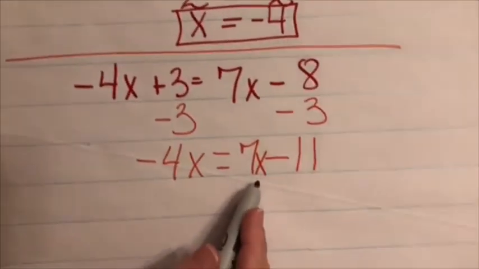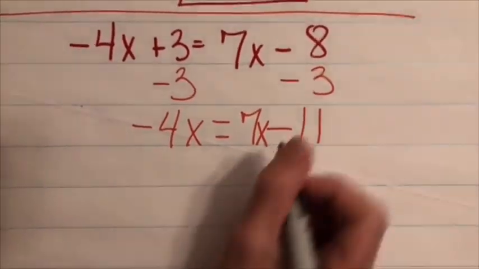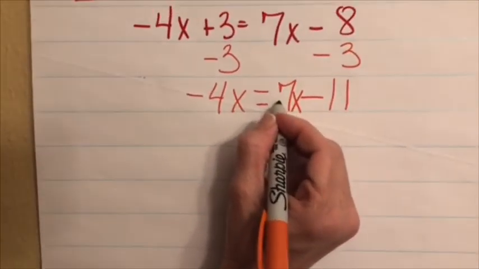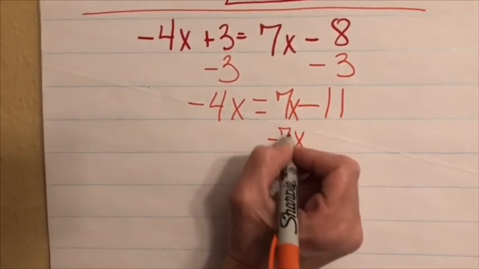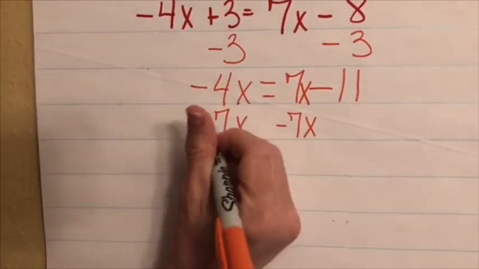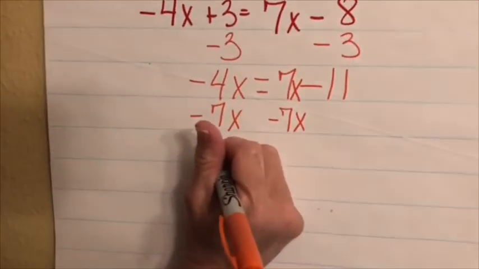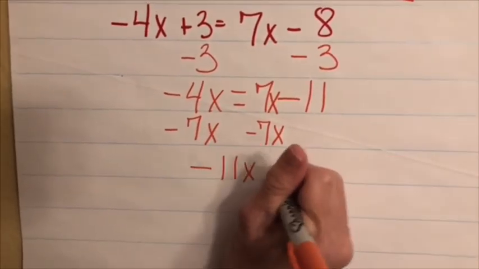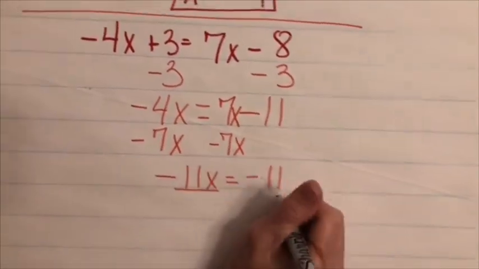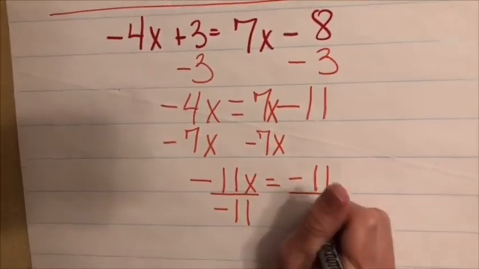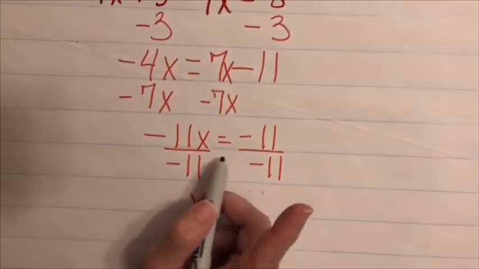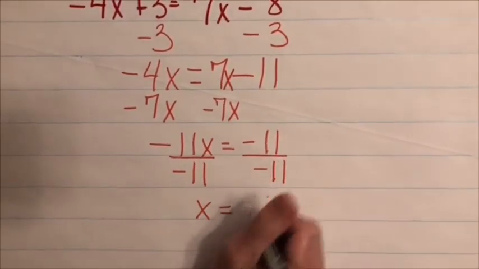All right, so now I need to get my x's together, so I'm going to subtract this 7x, doing the opposite. Here it's positive. In order to get it over, I have to do the opposite, so this will go to 0. Minus 7x. So 7 plus 4 is 11, and it's negative because they're both negative. So negative 11x equals negative 11. To get x by itself, I divide both sides by negative 11. And x equals, a negative divided by a negative is a positive, and anything divided by itself is 1.